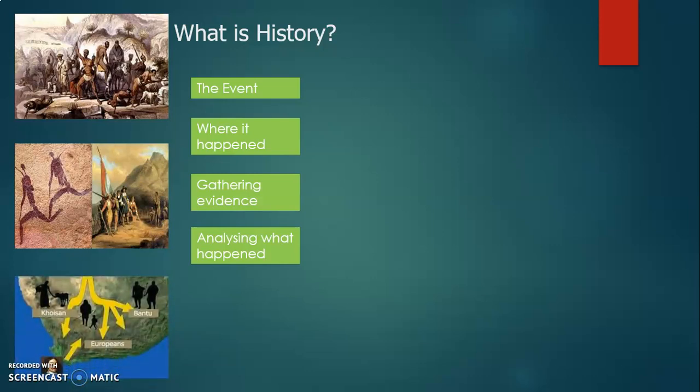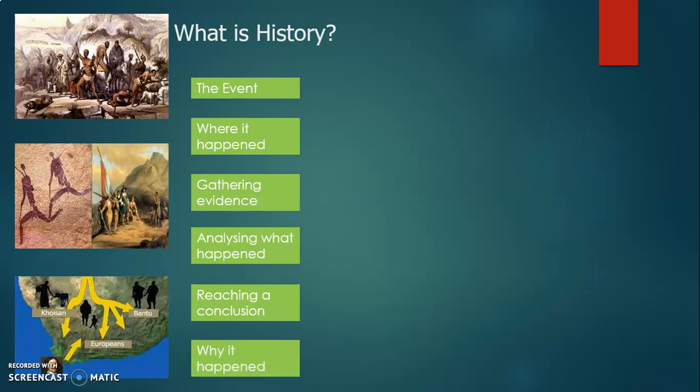Then you can see how we can do the San people and how they were original people of Southern Africa, and you can see the movement of the people into South Africa, being the Europeans. From all the information that we've gathered from analyzing, we can reach a conclusion about an occurrence, and then we can sit back with all that information and we can see why it has happened.